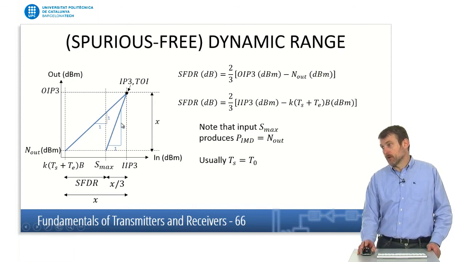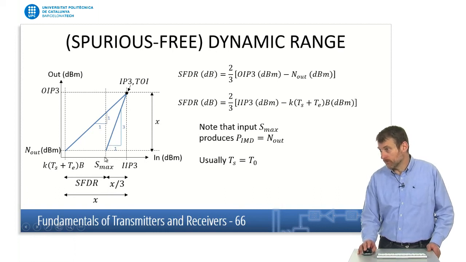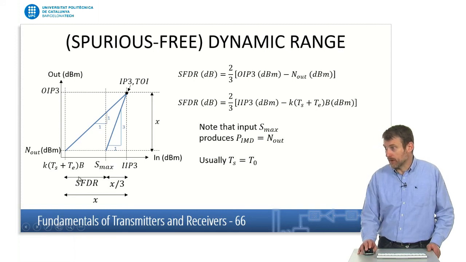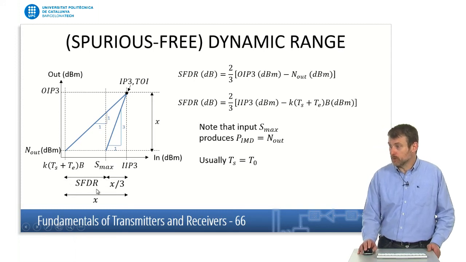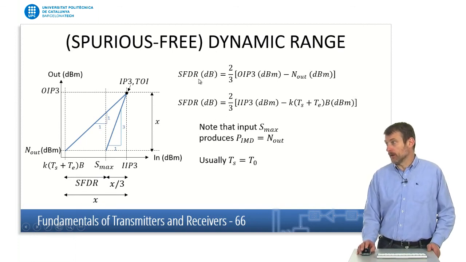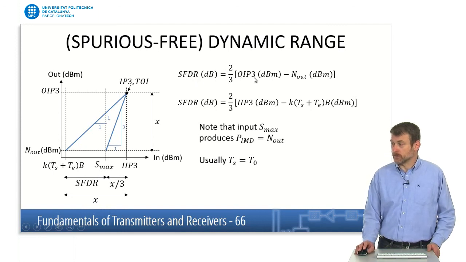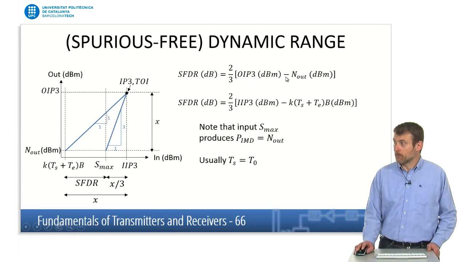Now, since this other line has a 3-to-1 slope, we can determine that this distance in here would be X divided by 3, right? And therefore, the spurious free dynamic range would be 2/3 of this quantity, right? So again, the spurious free dynamic range is 2/3 of the third order intercept referred to the output minus the noise at the output of the receiver.